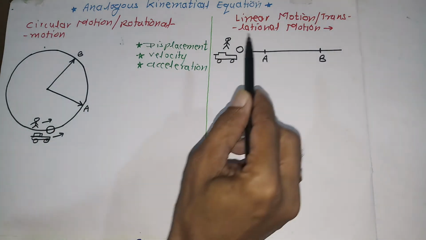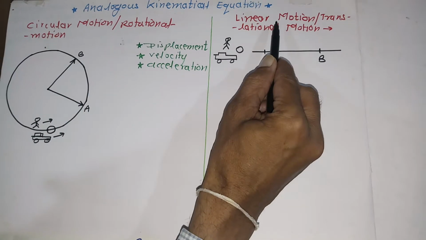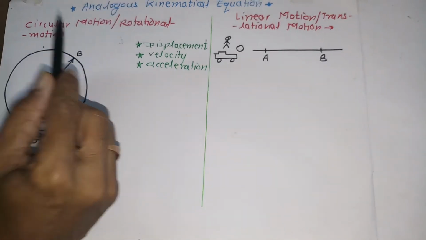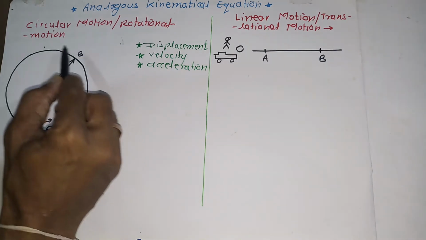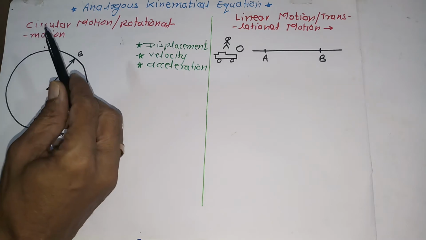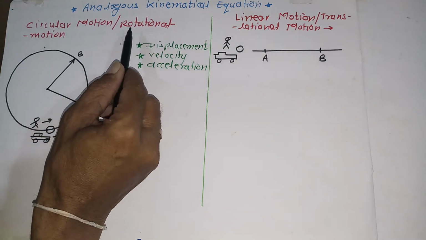We know very well that whenever the body is traveling along a straight line path, it is called linear motion, or rectilinear motion, or simply translational motion. Whenever the same body is traveling along a circular path, it is called circular motion. Or sometimes the body is rotating about its own axis, and that is called rotational motion.